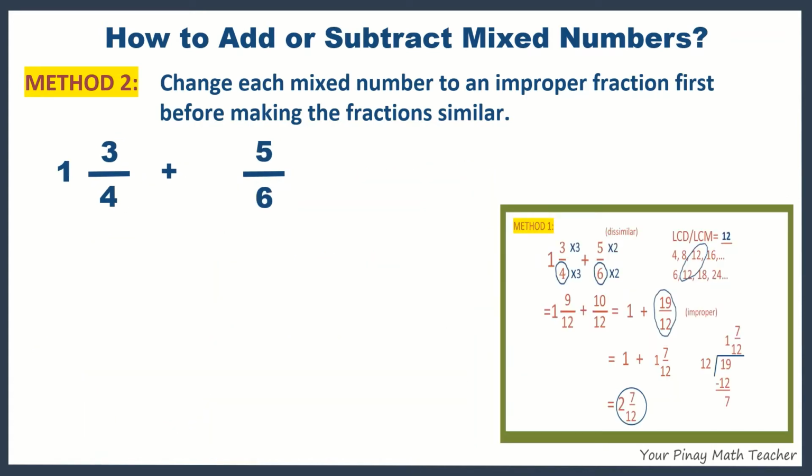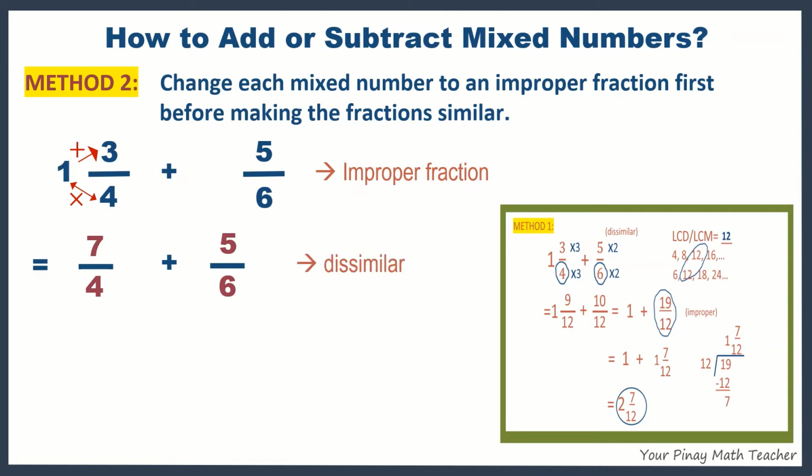Second example, 1 3/4 plus 5/6. We change 1 3/4 to an improper fraction by multiplying 1 and 4. So we get 4 plus 3. Okay, we get 7 over 4 plus 5/6. 5/6 and 7/4 are dissimilar fractions, so we have to make them similar. In our solution on the right, our LCD is 12.